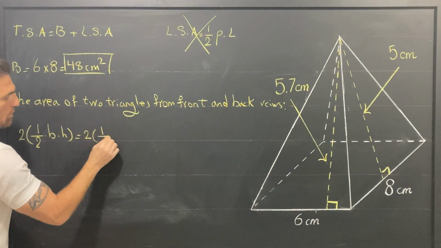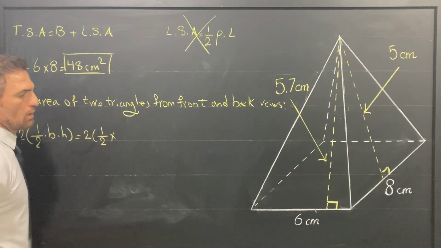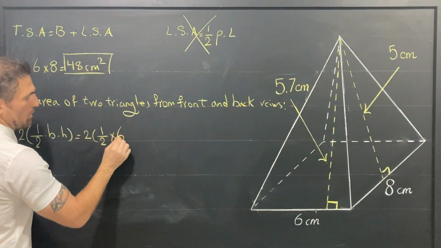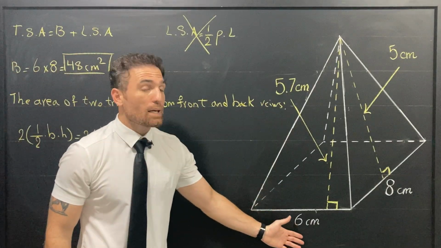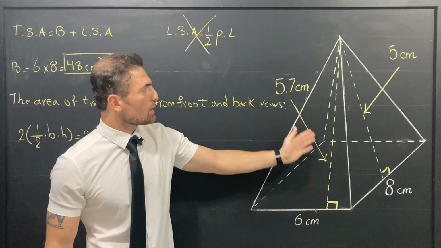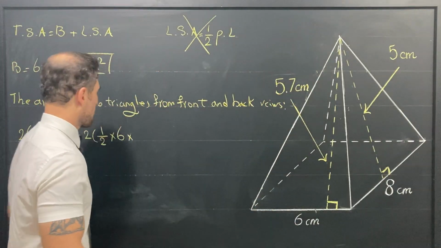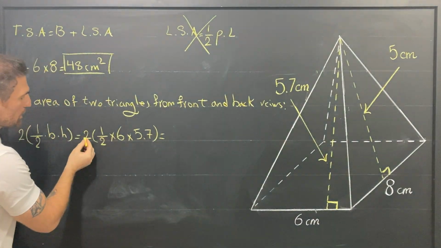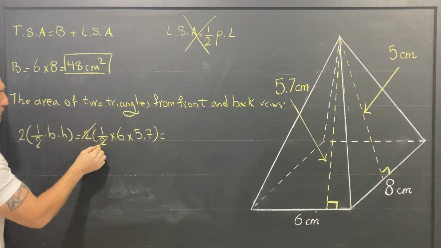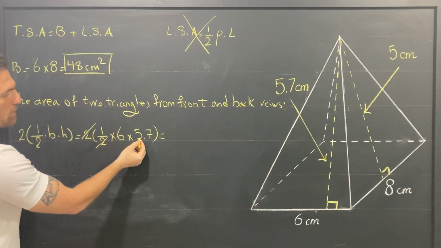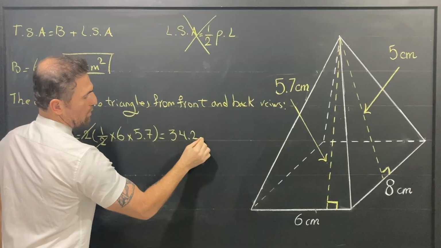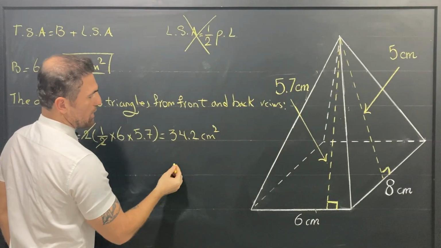So let's plug this information in our formula. 2 times 1/2 times the length of the base, which is 6, and the length of the height is 5.7. These two cancel off. 6 times 5.7 is going to be 34.2 square centimeters.